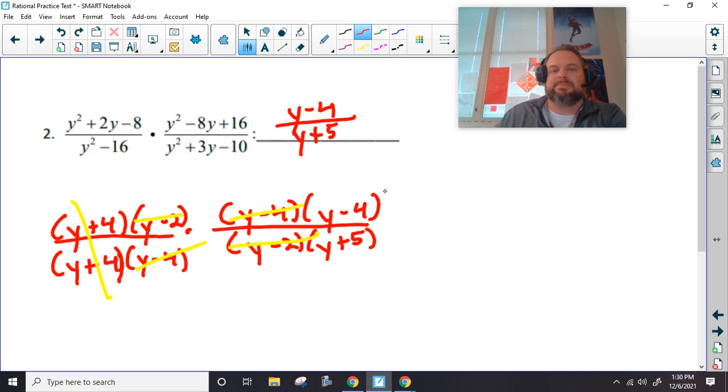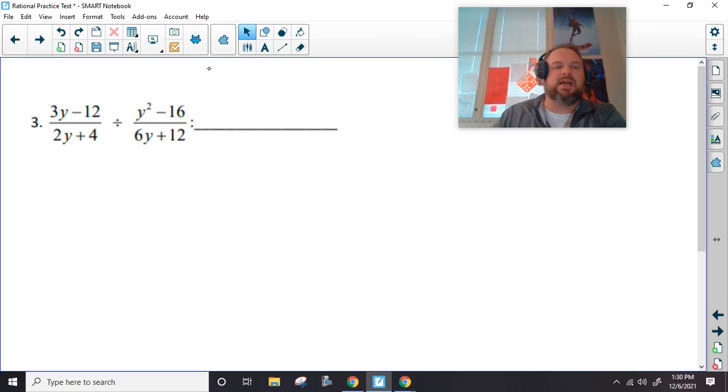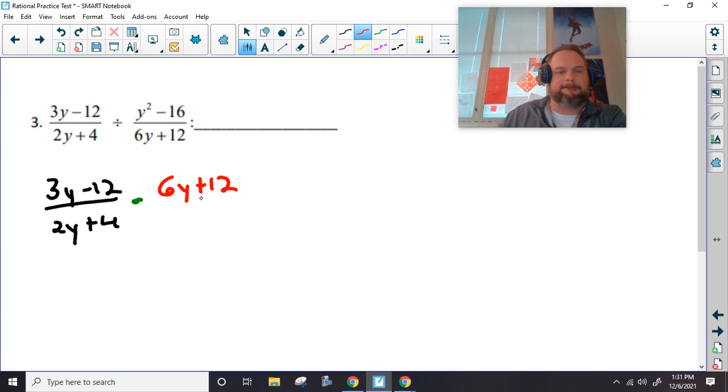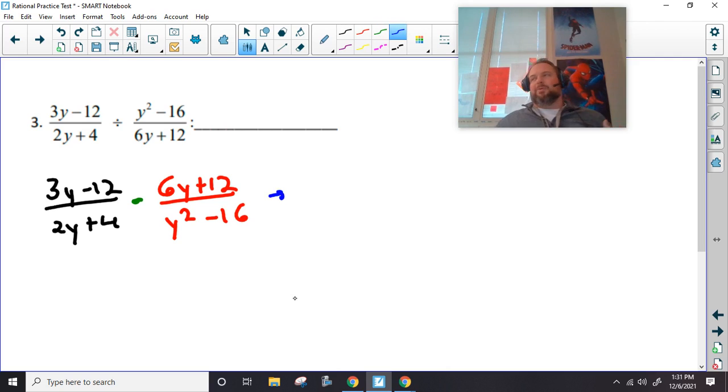All right. Are we good with number 2? Good. Moving on to number 3. For number 3, because it's division, we have to keep this one the same. Change this to multiplication. And then flip this one right here. Just like you would in regular fractions. I would suggest you do the keep change flip before you factor, because if not, it gets really messy really quick.